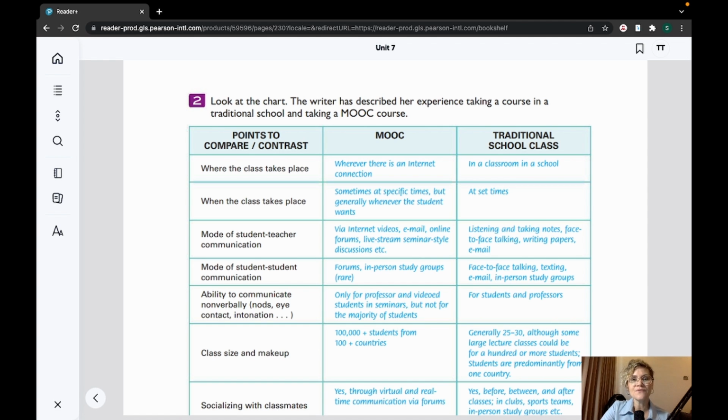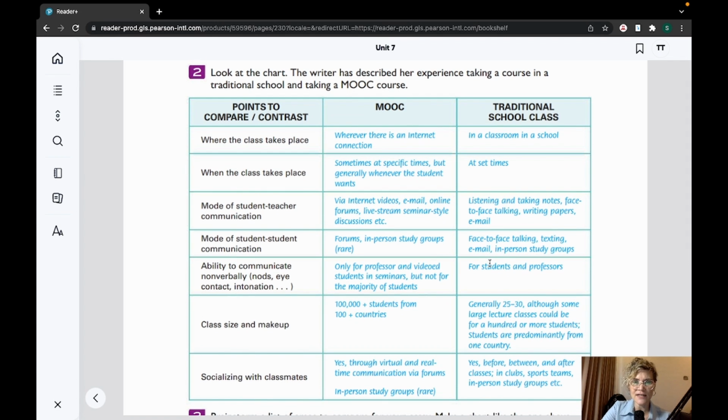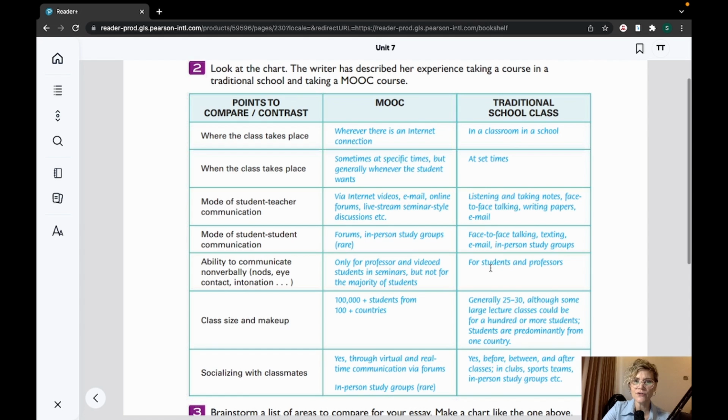Look at the chart. The writer has described her experience taking a course in a traditional school and taking an MOOC course. So here you see the 2 categories and then the points of comparison and contrast. Those are placed on the vertical axis. Yeah, the vertical column, let's say like that. And then the horizontal column gives the topics.